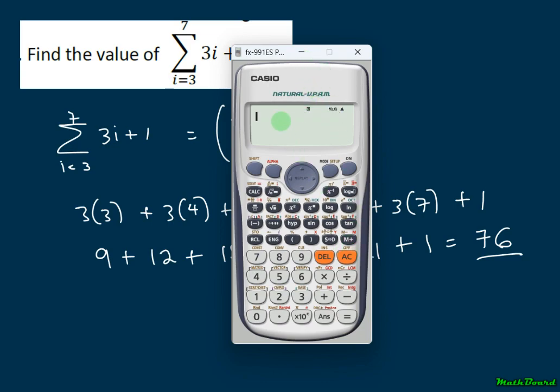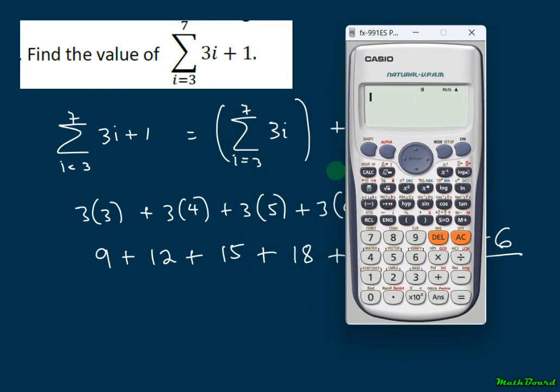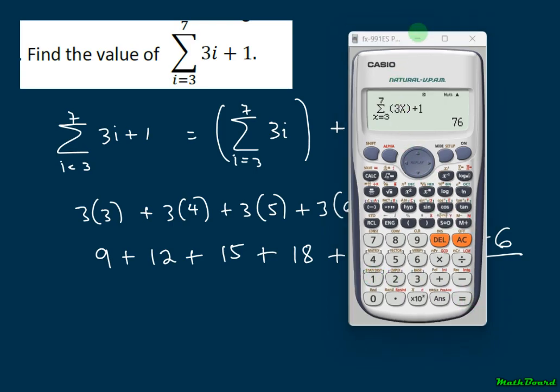So if you're going to do the summation in your calculator, you can express this as the summation of 3x from 3 to 7, then plus 1. So 76.